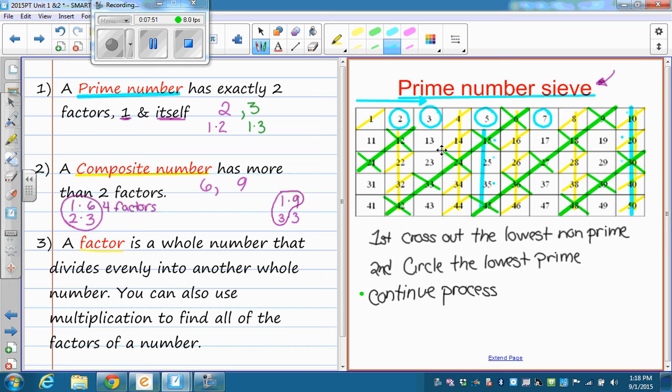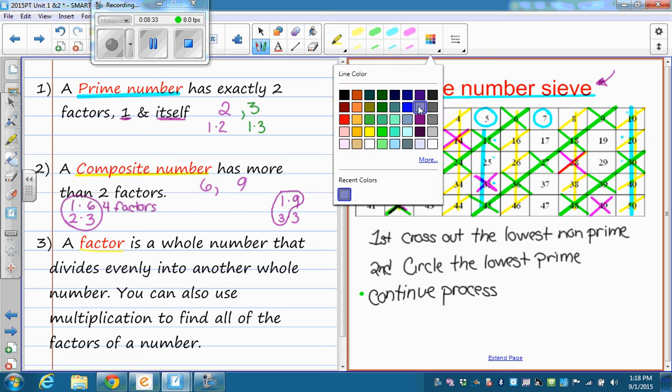And then if you count by 7s, cross out all multiples of 7. So 7 plus 7 is 14. 14 plus 7 is 21. Most of these are crossed out. 21 plus 7 is 28. 28 plus 7 is 35. 35 plus 7 is 42. And the last one, 42 plus 7 is 49. Now the next uncircled number is prime. So we continue the process.